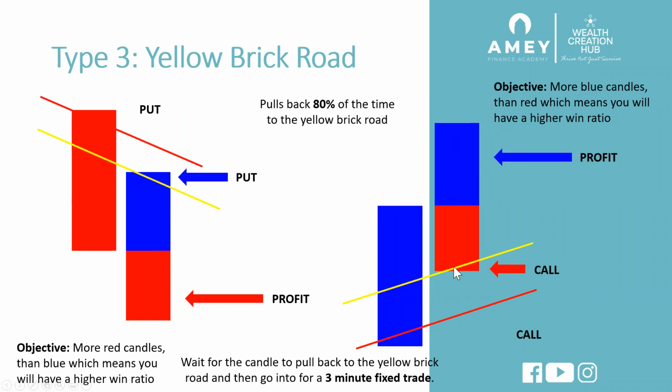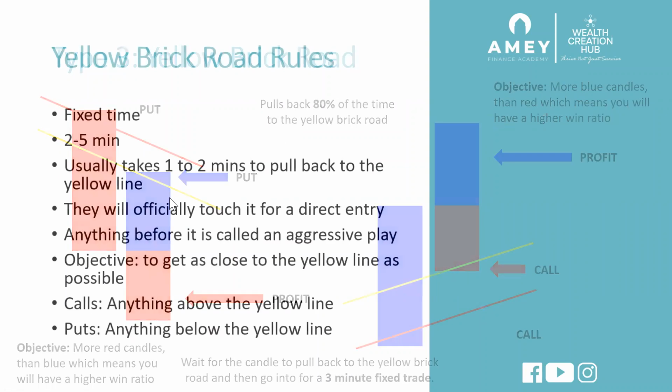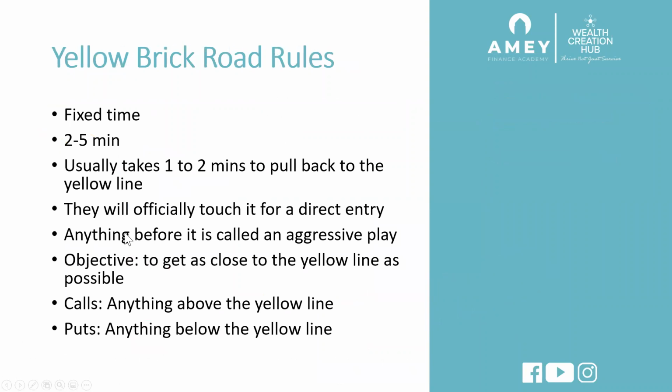So you can see here, it pulls back, you enter the trade and you go in for 3-minute fixed. Now, like I always say, when I trade, I do a fixed time, 2 to 5 minutes, but I do 3 minutes. And it usually takes 1 to 2 minutes for a pullback to happen to the yellow line. Now, they will officially touch for a direct entry. Anything before is classed as aggressive. So you're trying to go in before it touches. That's an aggressive play. And the objective is to get as close to the yellow line as possible and call trades anything above the yellow and puts anything below the yellow. Okay, so you've got to go for those.